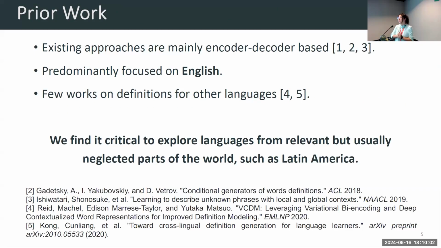So far, existing prior works are mainly encoder-decoder based models, and most of them focus on English. We find really just a handful of works that do anything outside English, so French and Chinese, basically. And considering that now everybody's using AI, even people that are not in the scientific community, we find that it's important to explore languages from relevant areas that are usually neglected, such as Latin America.